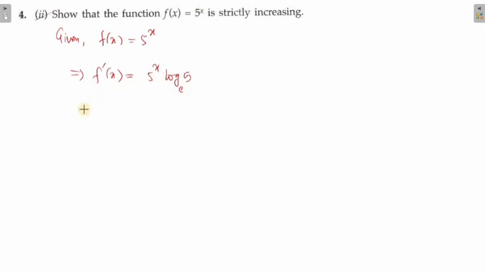So what you can see here is f dash of x is again strictly greater than 0. So therefore we say that f is strictly increasing here also, right? So pause the video and note down your solution.